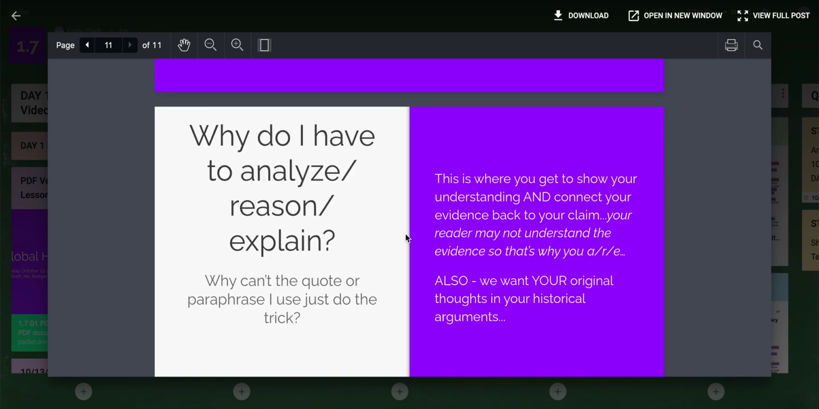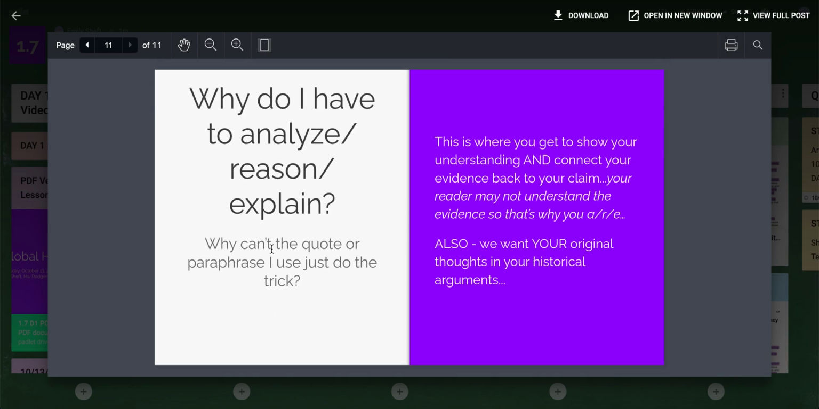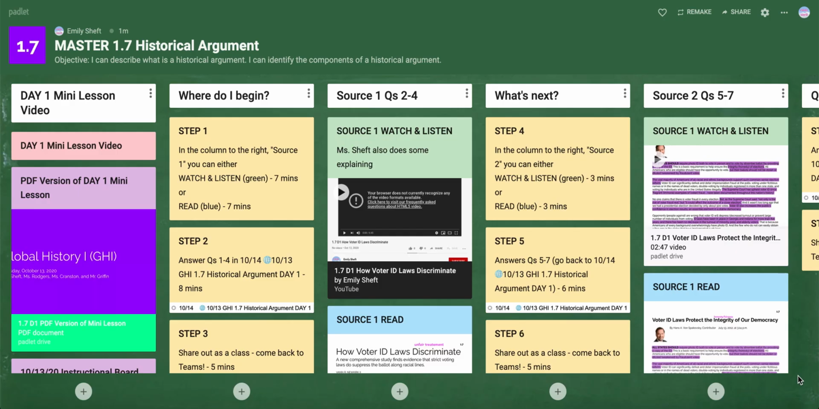Why do we have to analyze, reason, and explain? Why can't I just quote or paraphrase? Why doesn't that just work? This is where you get to show your understanding and connect your evidence back to your claim. Your reader may not understand the evidence, so that's why you analyze, reason, and explain. Also, we want your original thoughts in your historical argument. Again, the analyzing, reasoning, and explaining part is where you show your understanding and make it very clear to your reader.